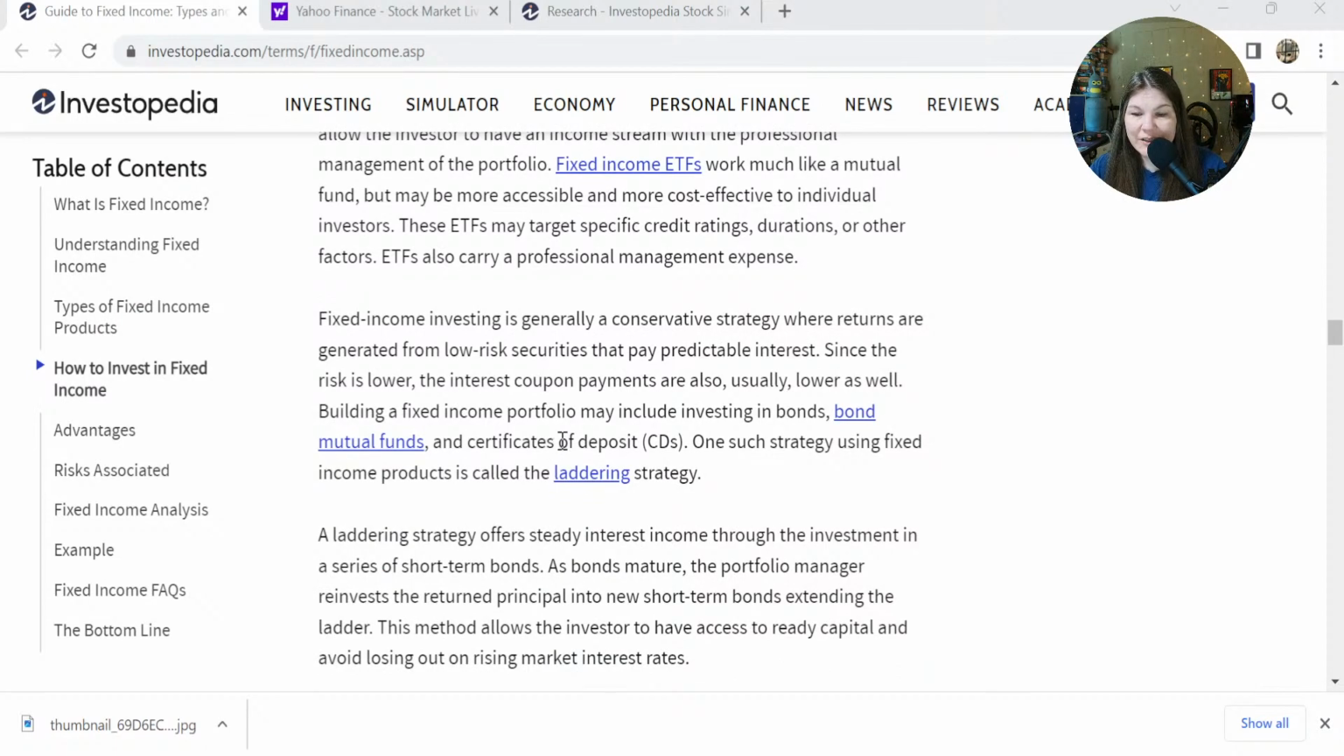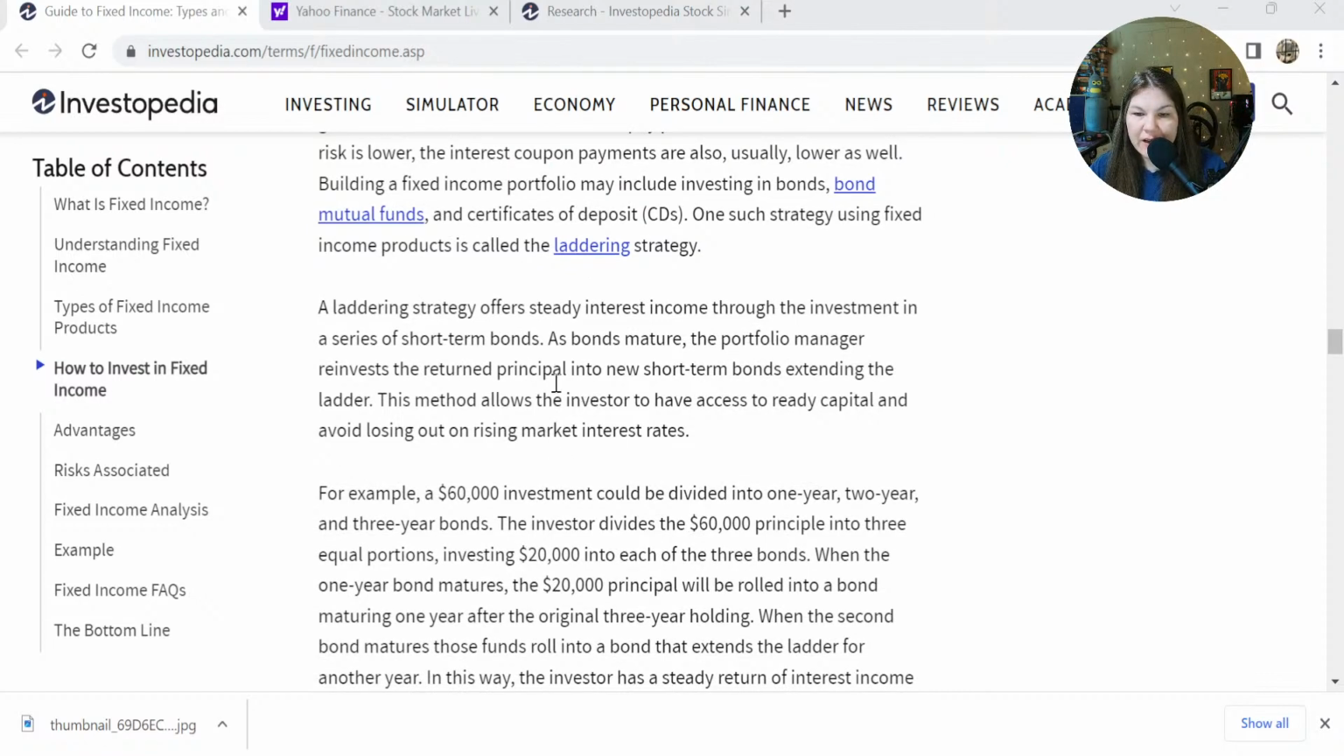Fixed income investing is generally a conservative strategy where returns are generated from low-risk securities that pay predictable interest. Since the risk is lower, the interest coupon payments are also usually lower. Building a fixed income portfolio may include investing in bonds, bond mutual funds, and certificates of deposit. One such strategy using fixed income products is called the laddering strategy. A laddering strategy offers steady interest income through the investment in a series of short-term bonds. As bonds mature, the portfolio manager reinvests the returned principal into new short-term bonds, extending the ladder.